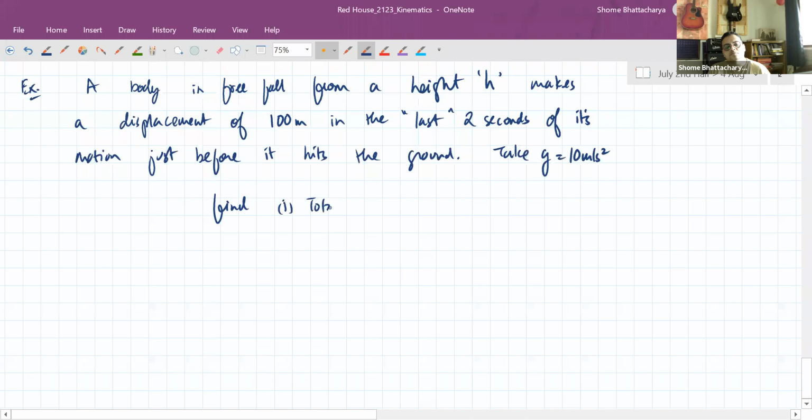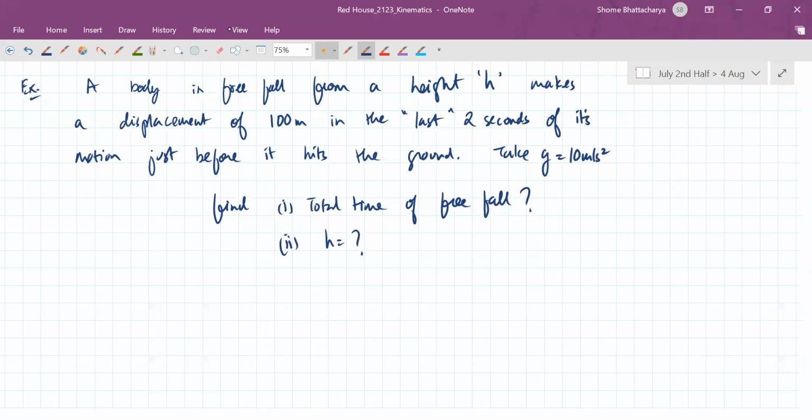the total time of free fall and the height h from which it is falling. So again, pretty simple type of question. Just try this out.